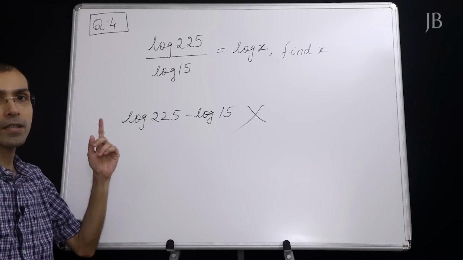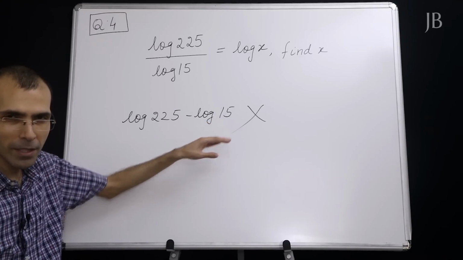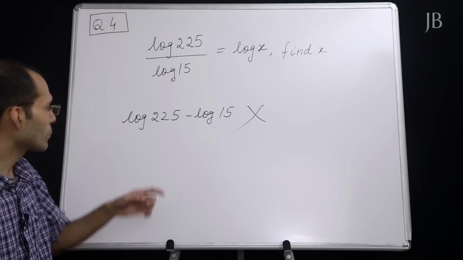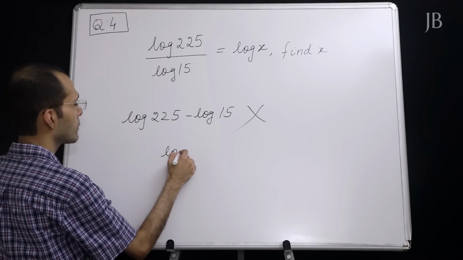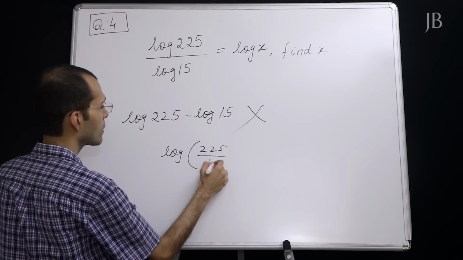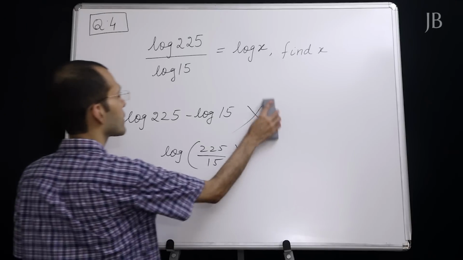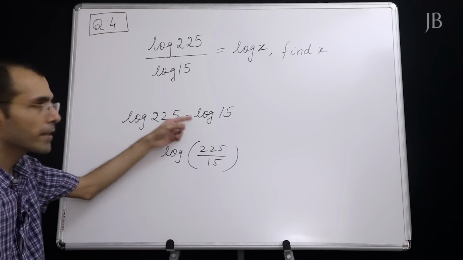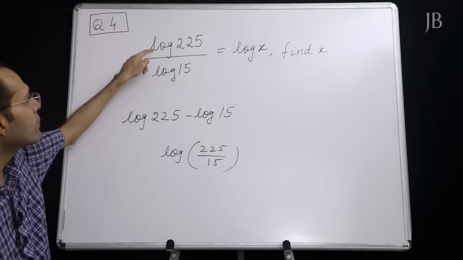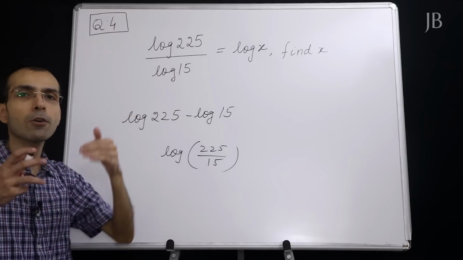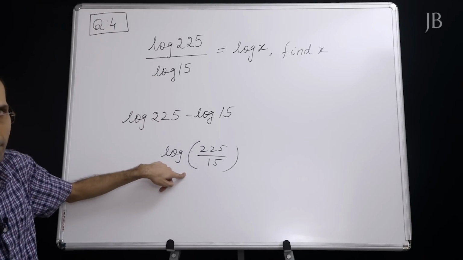Recollect the caution tip we had given you. See, log A minus log B will be log of A by B. So if this is my expression, this will be log of 225 upon 15. This is correct. Log A minus log B is log of A by B. But we have something different here. We have log A the whole divided by log B. Look at this. Are these two expressions the same? No, they are totally different.